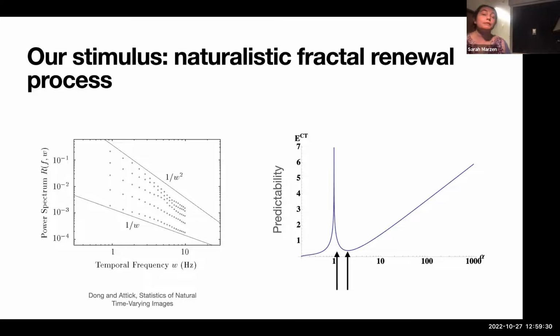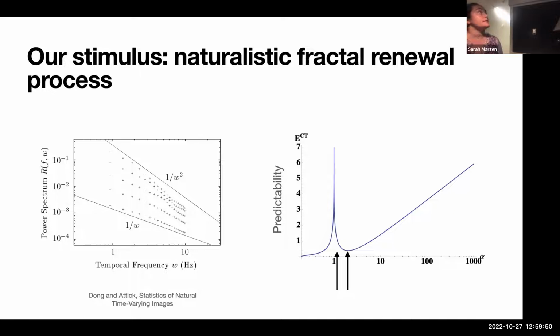Okay, well, we want to do the same thing, but for cultured neurons. And we want to get closer to something naturalistic. So in order to do that, first, I'll tell you about our attempts to do that. Naturalistic input is well known to have a power law power spectrum somewhere between 1/f and 1/f squared. This is from Dong and Atick.